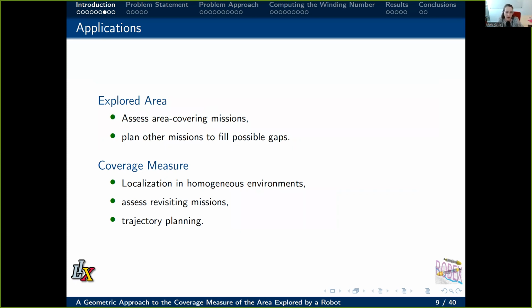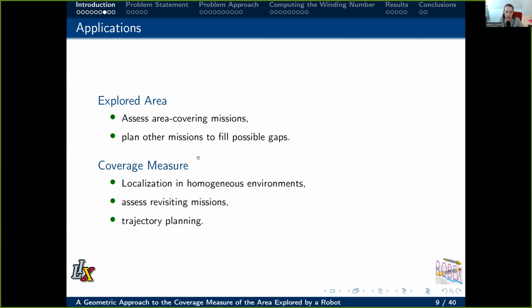But in the underwater environment, we are using these missions to do hydrographic surveys, in the search of wrecks and lost objects, and also in the search of potential threats. So for example, in the search of underwater mines. And if we can determine the explored area, we can determine if these missions are complete or plan other missions to fill possible gaps.